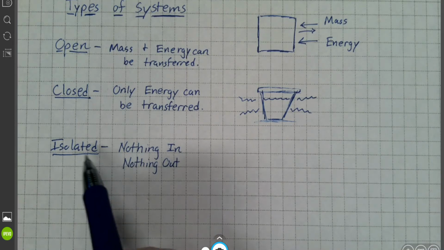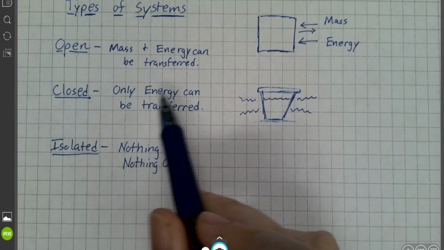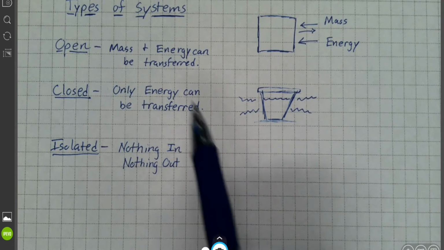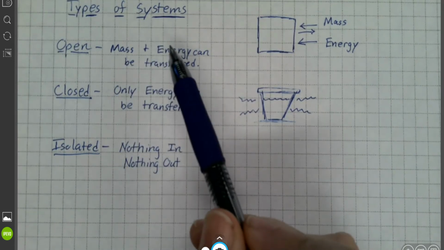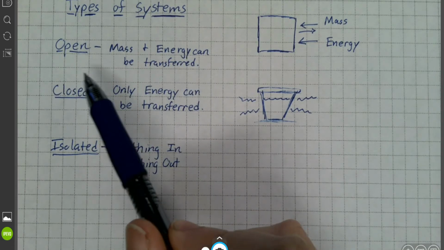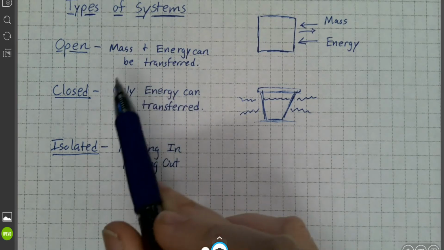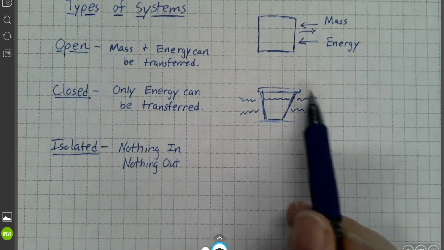If you're trying to make an isolated system in reality, you're going to have to try really hard to make sure that no energy can be transferred out. Most of the things that we deal with in physics are either going to be an open system, where you can change mass and energy, or a closed system, where you can just change the energy inside and out of the system.